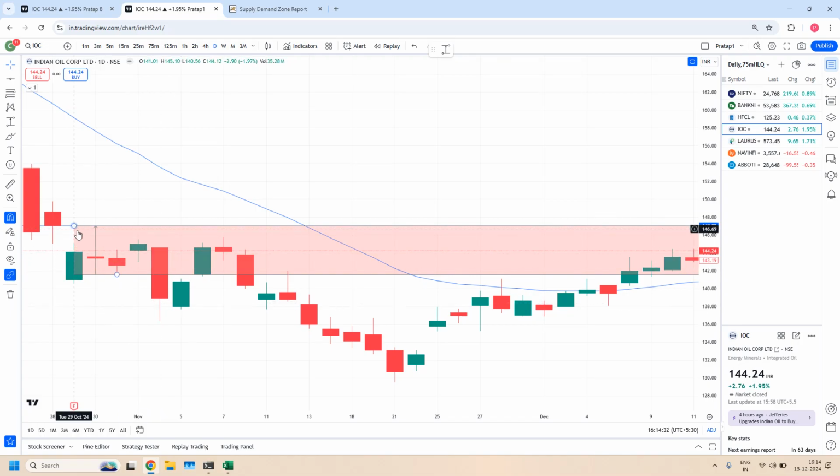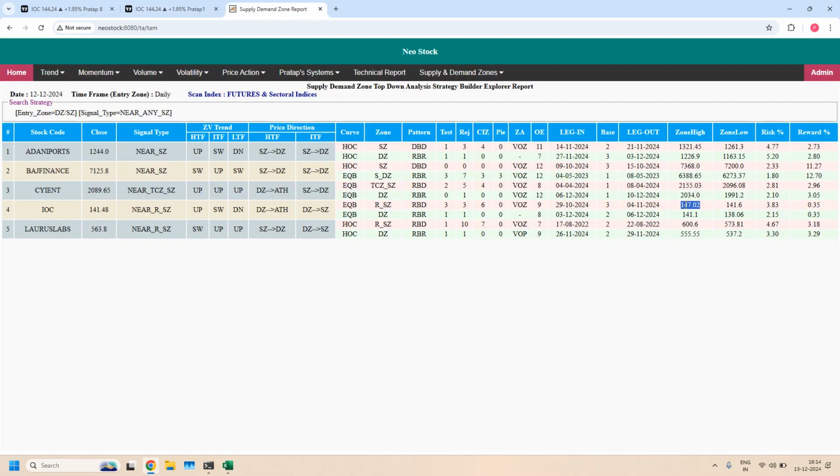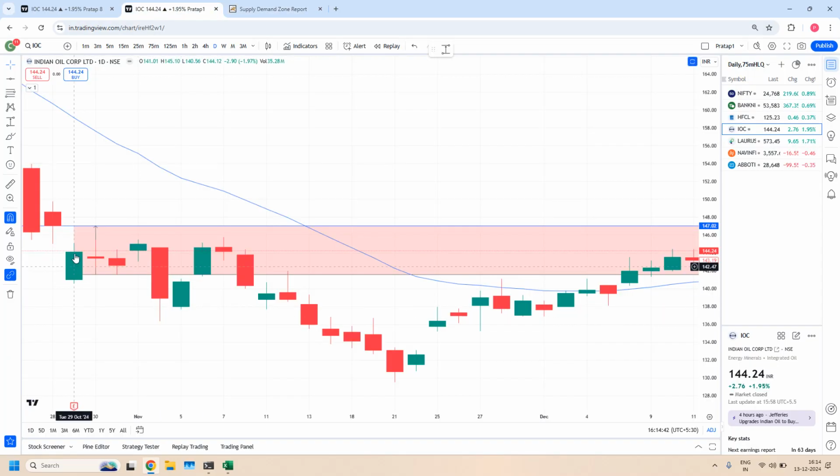But your hidden body is here. Where is your hidden body? Your hidden body is at 147.02. That is the starting point of your hidden body, because it is a rally candle. Up to that hidden body, you need to draw your distal line. The moment you draw the distal line, now you tell me, is it a pierced zone? No, it is not a pierced zone.